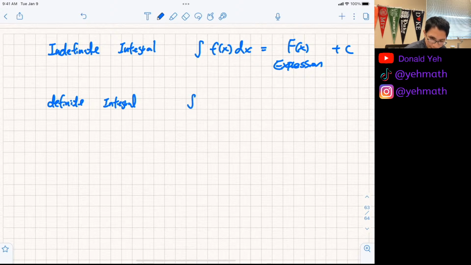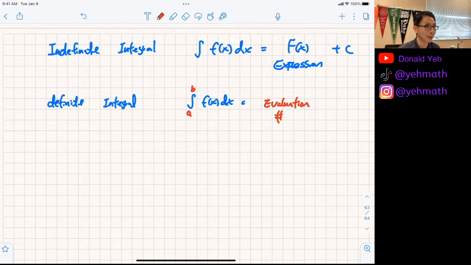Definite integral is the same thing. It looks like this, except there is an a and b. And usually 99% of the time you are resulting with an evaluation. What do you mean by evaluation? It's some type of number, like 10 or 20. It's not going to be 10x or 2x. And you don't have a plus c, you're just going to get 10 or 20, right?